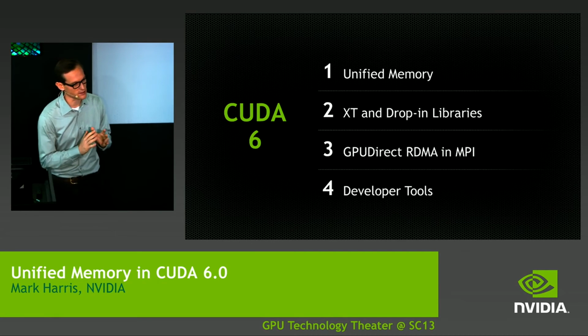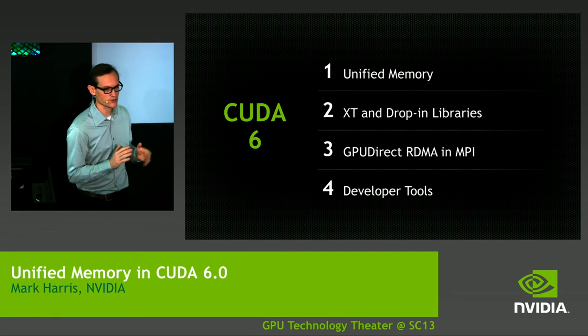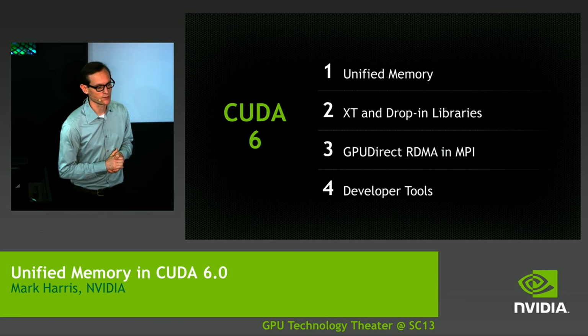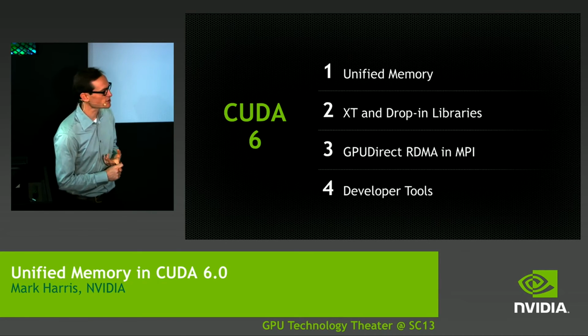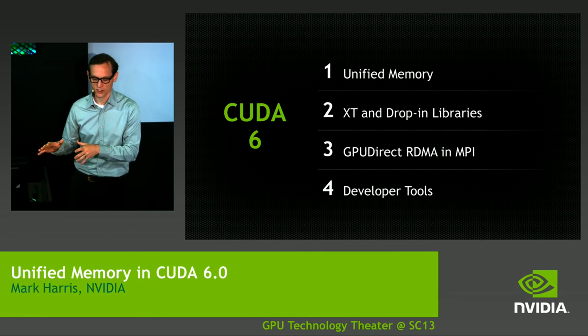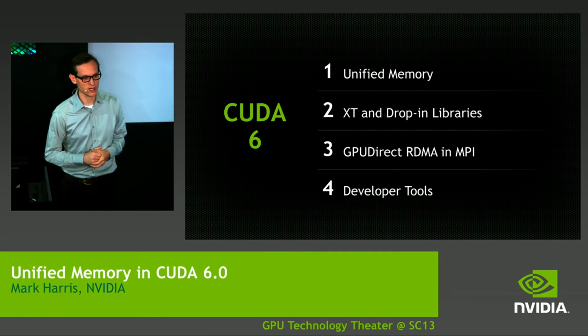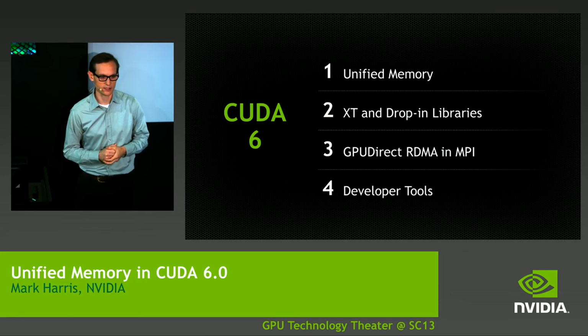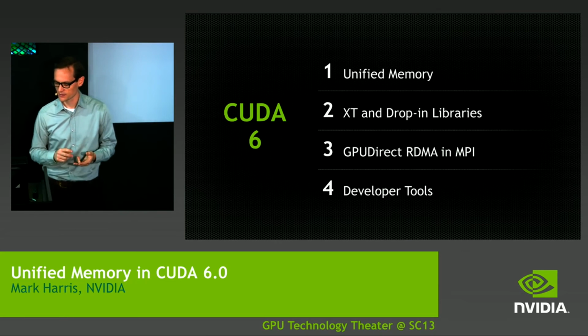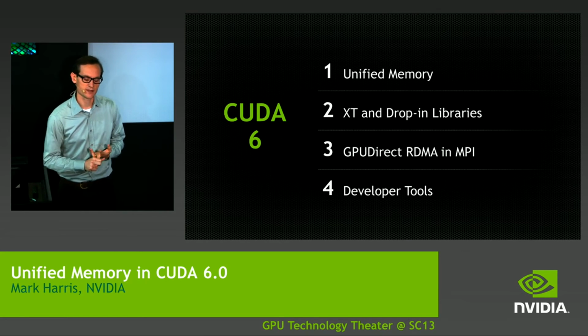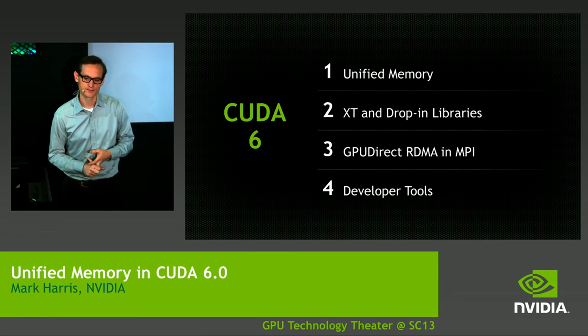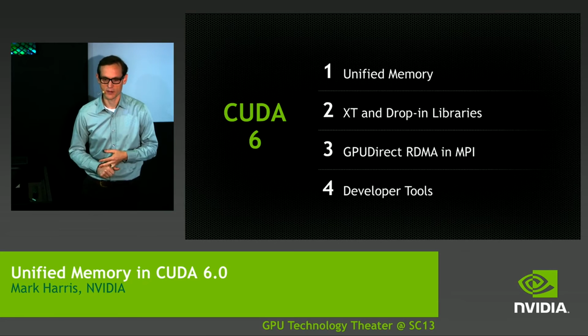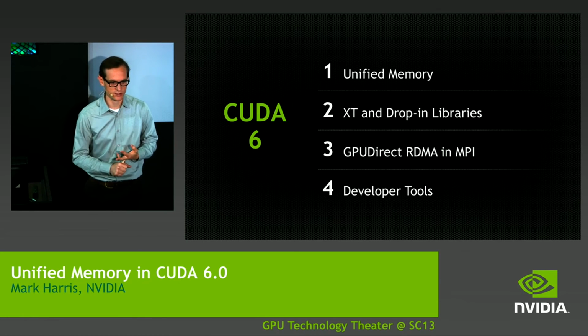And finally, we have a heap of improvements to our developer tools. We have remote development tools in Nsight Eclipse Edition so that you can run Nsight locally on your laptop and profile and debug an application running on a remote machine. And we have more detailed insight in our profiler, as well as support for profiling and memory checking on our multiprocess service.